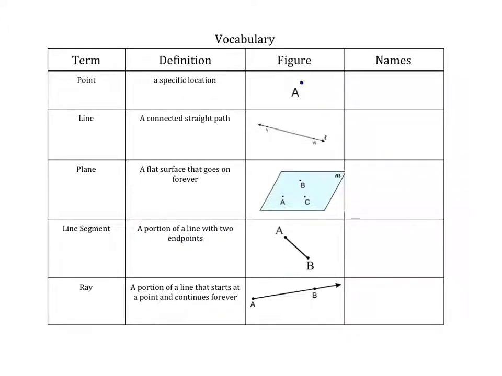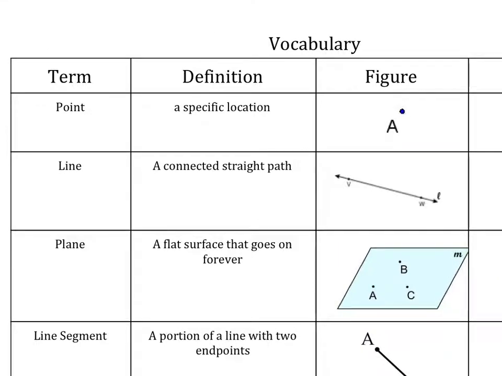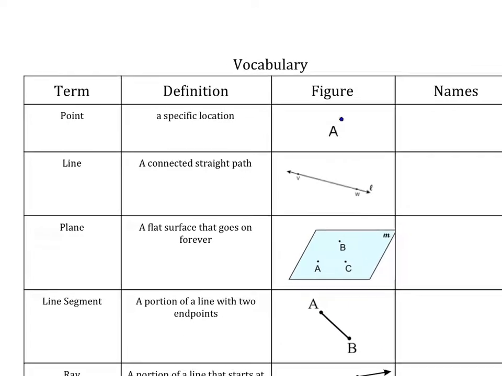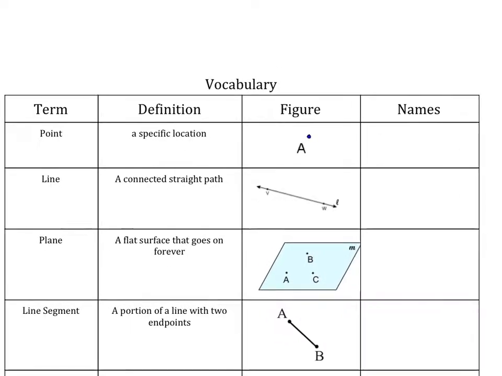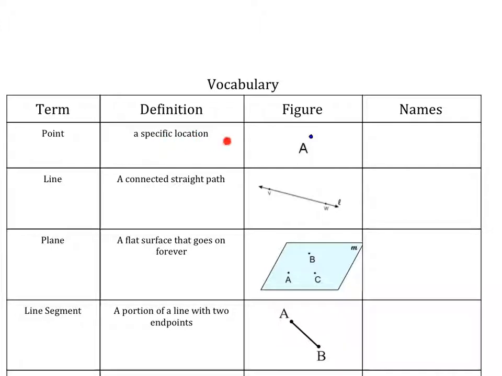So before we learn how to find the length of a segment or the midpoint, we do need to do a little bit of vocabulary. So let's start with the term point. A point is just a specific location. This can be in space or it can be on a coordinate plane, but we call it a specific location. And it looks like this.